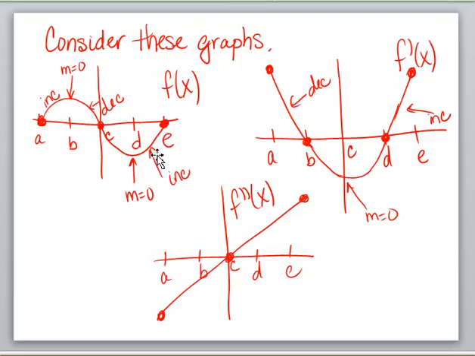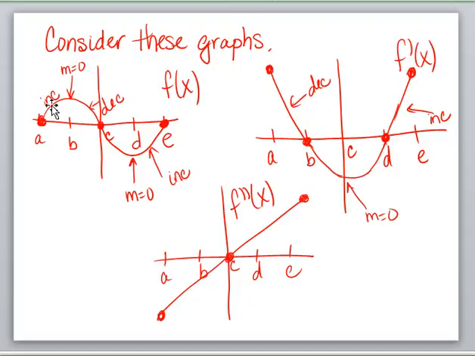When you're given a function and you're asked to create the first derivative or the second derivative, you need to find those critical points. Those critical points are where the slope is 0. There are two of those in this case, at B and at D. At B, the slope of that tangent line is 0, so that's why there's a dot over here. And at D, the slope of that tangent line is 0, that's why there's a dot here.